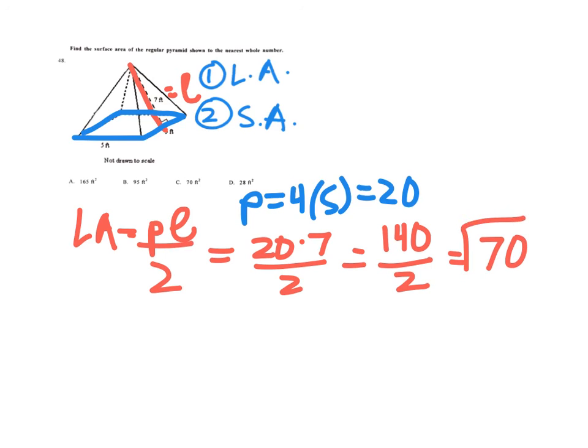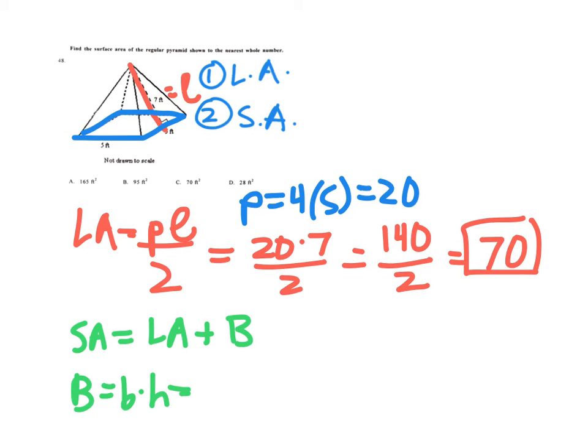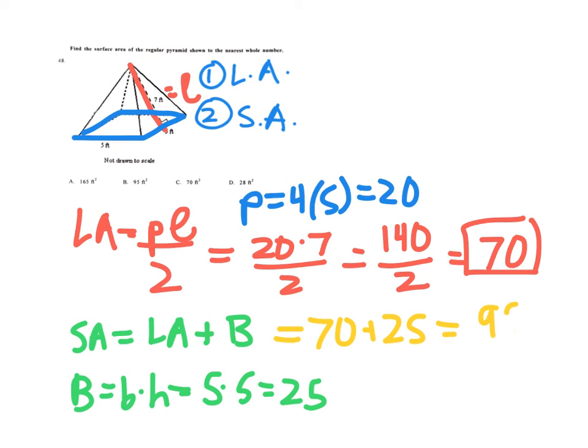So that's my lateral area, but I still have to find my surface area. Remember, your surface area equals your lateral area plus the area of your base. To find my area of the base, B, we're going to do base times height, which is going to be 5 times 5, which is 25. So my final answer is going to be 70 plus 25, which gives me 95. We're talking about area, so it's going to be feet squared. And your answer should be B.